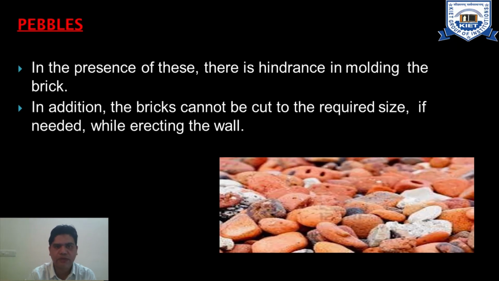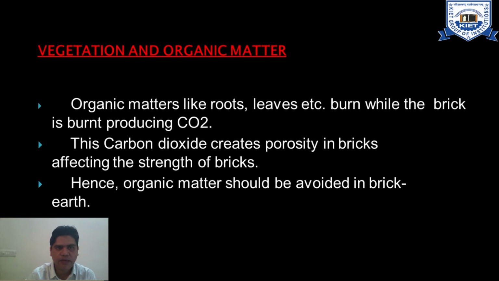In the presence of these, there is hindrance in molding of brick. In addition, the brick cannot be cut to the required size if needed while erecting the wall. The vegetation and organic matter present in the brick earth are harmful ingredients, and that's why we remove the topsoil, which is not good for the manufacturing of the brick. But still, the vegetation and organic matter present in the soil hamper the proper molding of the bricks.